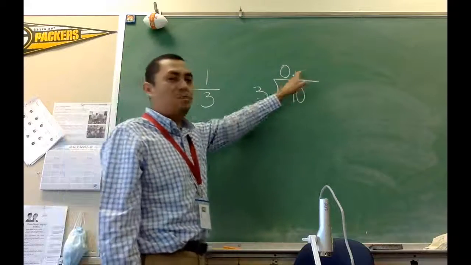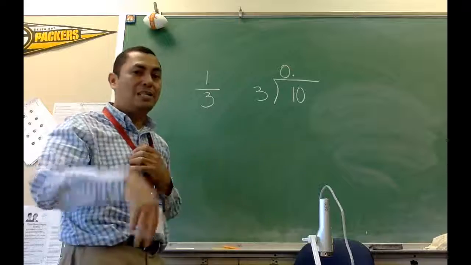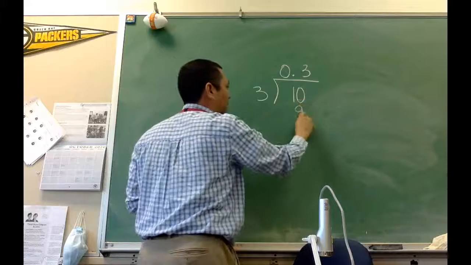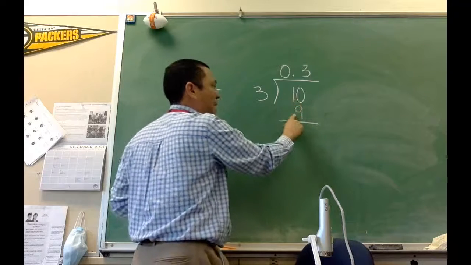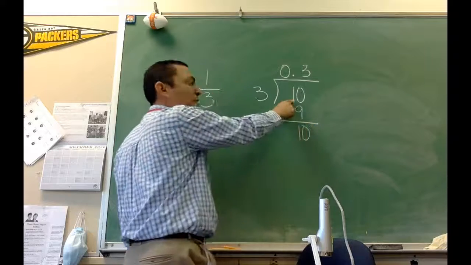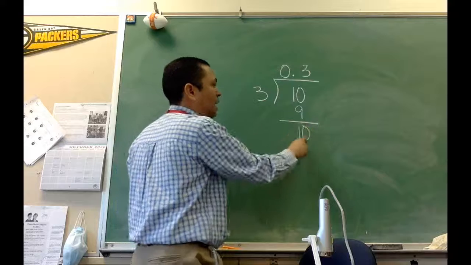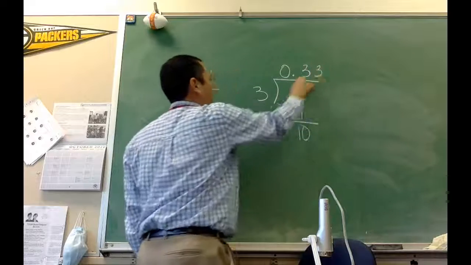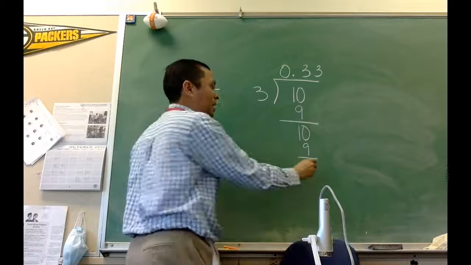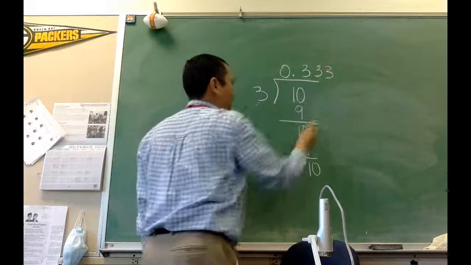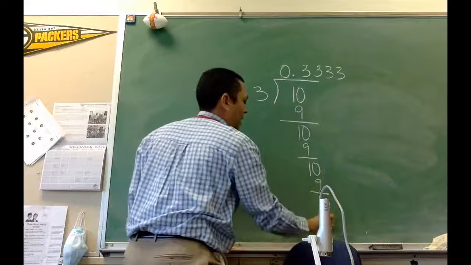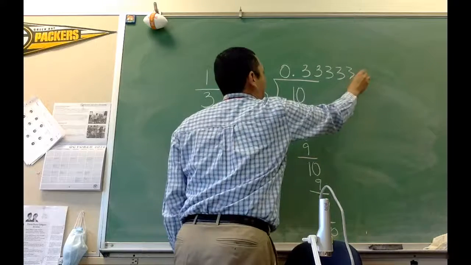So which number multiplied by 3 will give you 10 or less than 10? And that one is 3. 3 times 3 is 9. And then 10 minus 9 is equal to 1. Okay, so we add a 0 because we ended in the same situation, and then you have 10 again. So 3 times 3, 9, 1. And then we add 0. 3, 9, 1. 0. 3, 9, 1. 0. 3, and so on.